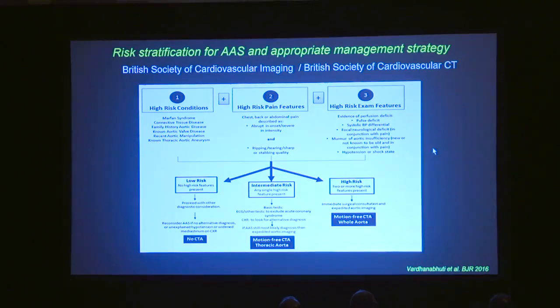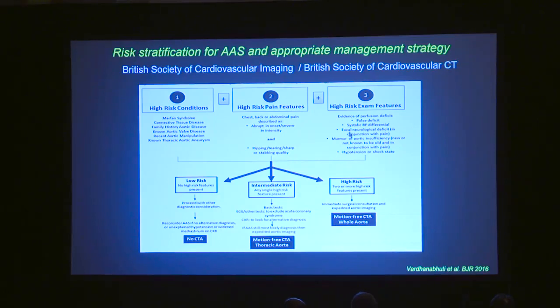So this is a nice table that was published by the British, and basically this is the clinical risk stratification for acute aortic syndrome. They look at 3 things. If a patient enters the ED and is suspected of having a dissection, you check if the patient has any high-risk conditions, like connective tissue diseases or aortic disease, or if there are high-risk pain features present, which is typical of acute aortic syndrome, meaning that it's abrupt in onset and severity and has this ripping, tearing, sharp nature.